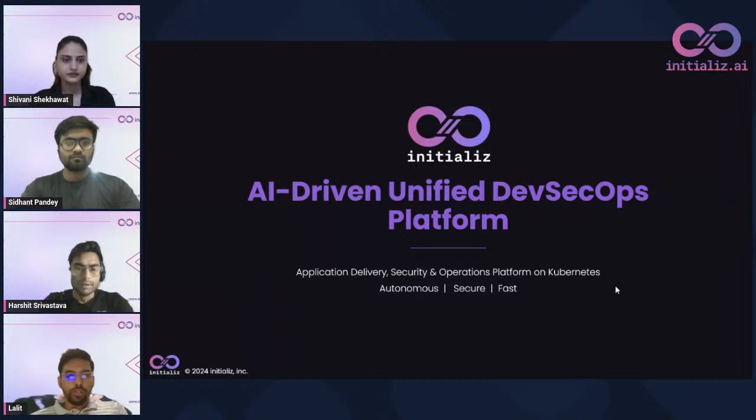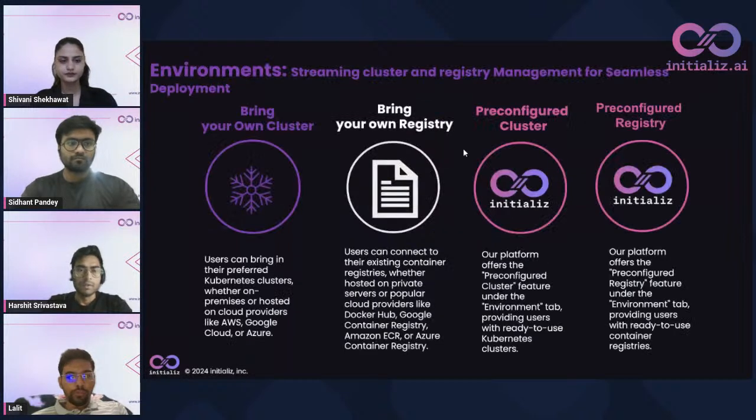Hello, everyone. So, continuing in the session, we are looking towards our platform, which has so many functionalities, and one of them is the environment tab. Our environment tab provides two functionalities, that are clusters and registry. So, let's move through streamlining clusters and registry management for seamless deployment. For now, we provide these four important functionalities: bring your own cluster, bring your own registry, pre-configured clusters, and pre-configured registry.